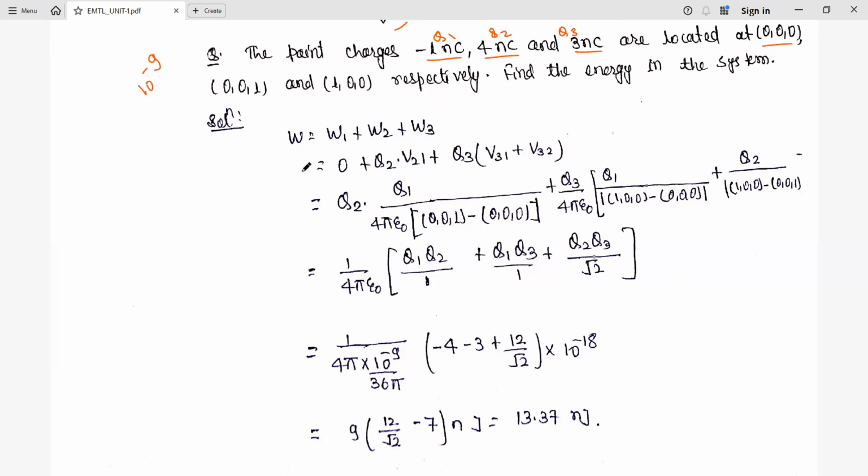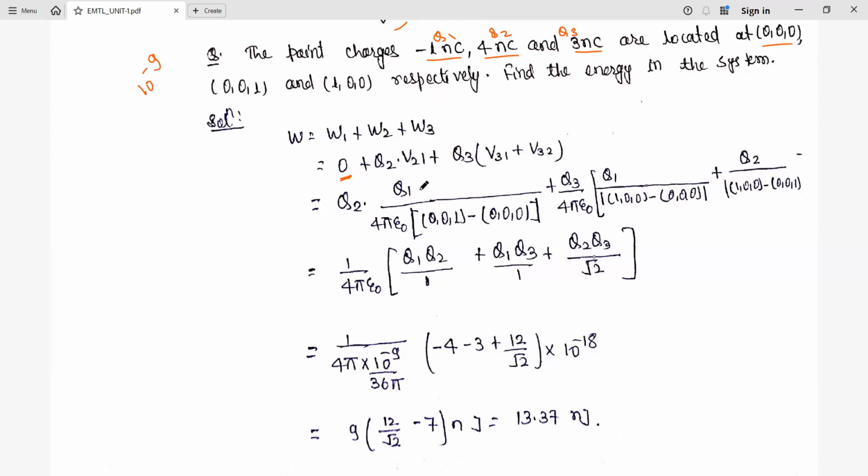So finally, the total work done is what we are trying to find, same as the previous situation. Initially we bring the minus 1 nanocoulomb charge into the system, so that work done is 0. When we bring Q2, that is Q2 into V21. Then we bring Q3; already Q1 and Q2 are available, due to which we have Q3 into V31 plus V32.